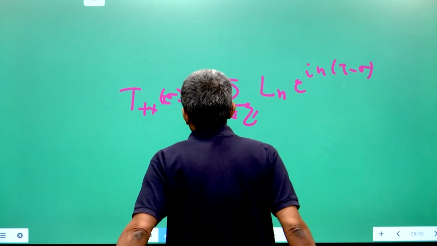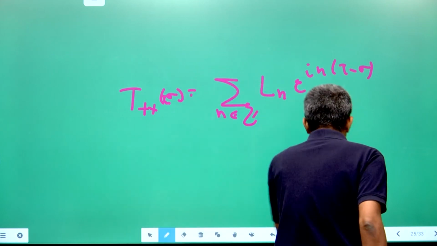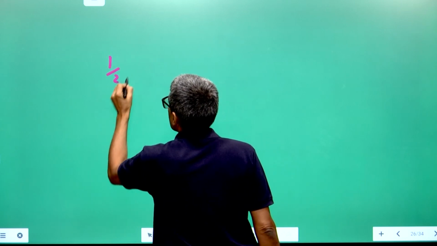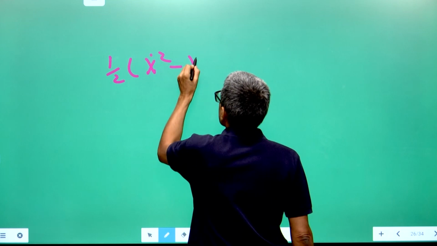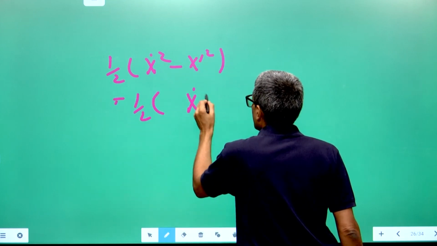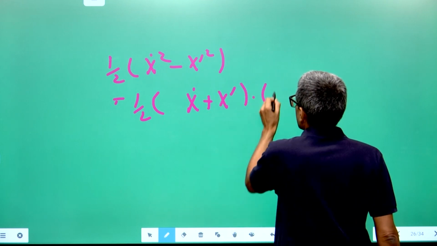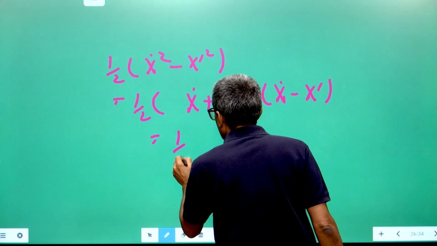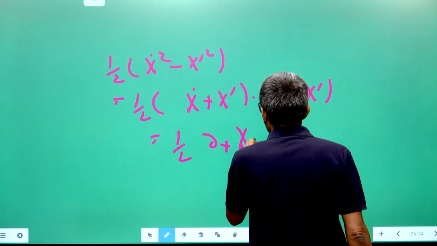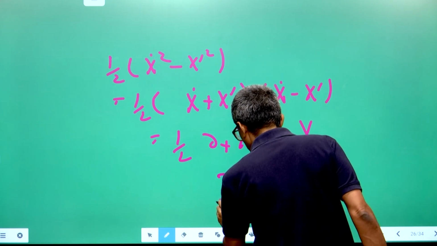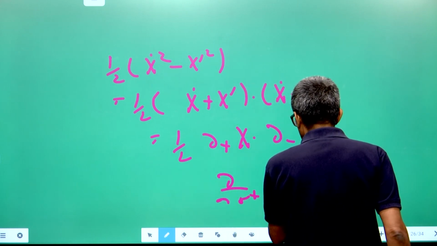Of course, in the light cone coordinates it is very easy to compute T plus plus directly, because you can write down the Lagrangian of the string as x dot squared minus x dash squared, which is the same as half (x dot plus x dash) dot (x dot minus x dash) with respect to the metric. This can also be written as half del plus x dot del minus x, where del plus means del by del sigma plus, and del minus means del by del sigma minus.